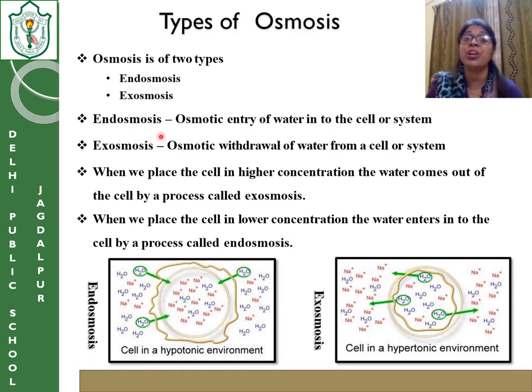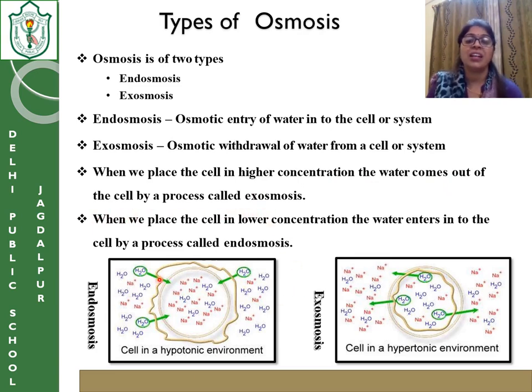What will happen according to endoosmosis? The cell will swell up. Exo means when the osmotic withdrawal of water from the cell is done, that means the water movement is done from the cell to the surrounding. This is called exoosmosis. In this case, what will happen? The cell will shrink. Okay, so when we place a cell in a higher concentration, the water comes out of the cell by the process of exoosmosis.